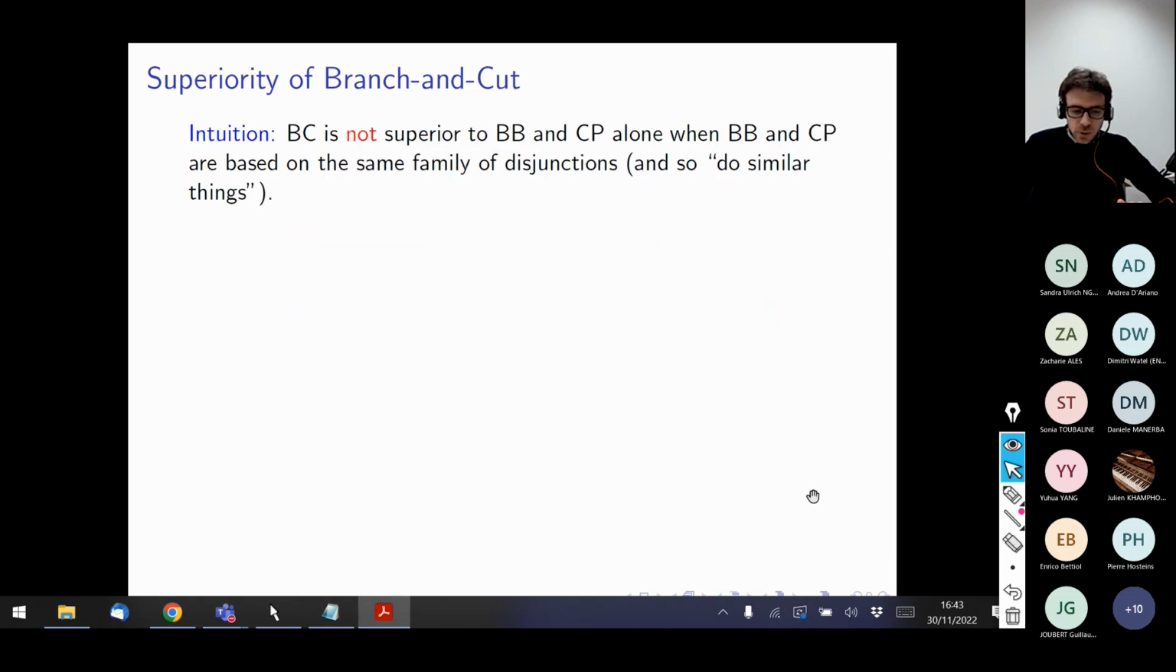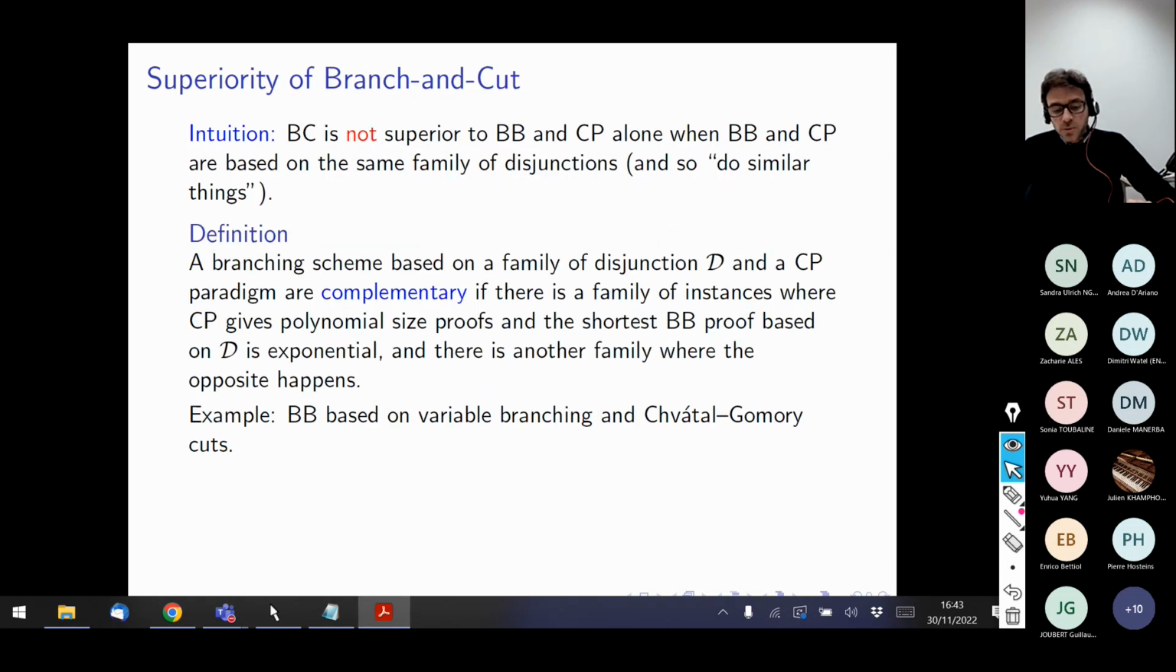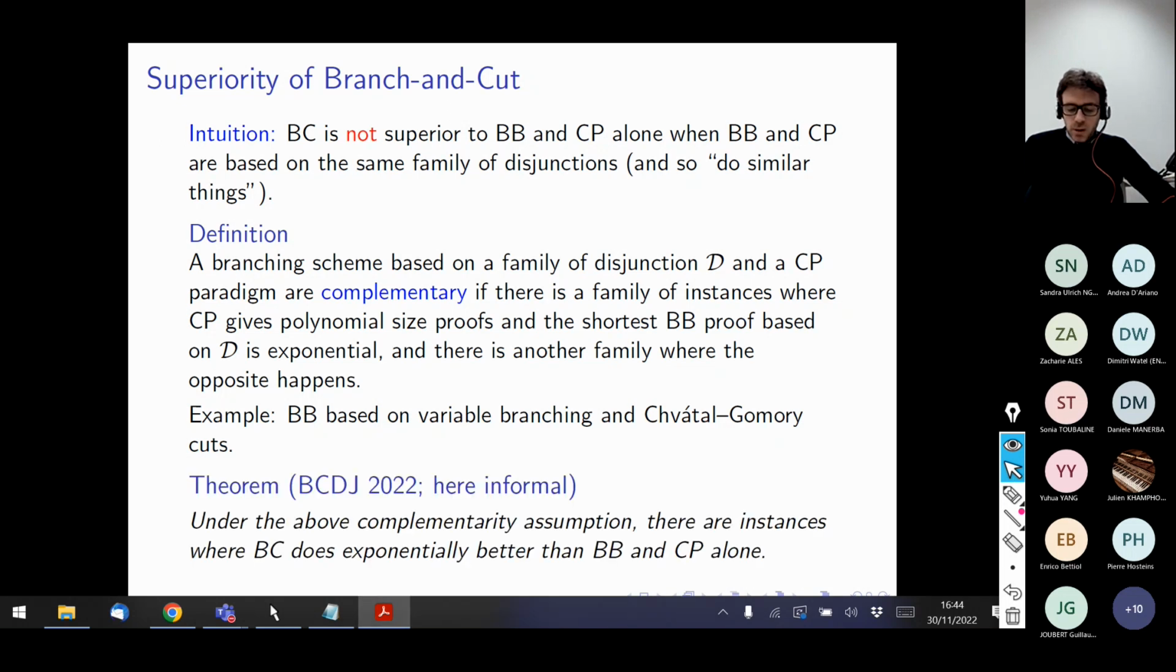Another example is branch and bound based on variable disjunctions, which is the standard branch and bound, compared to Schwarzschild cuts. In the literature you can find families of both types, in which branch and bound exponentially beats Schwarzschild cuts and vice versa. Our result is that under the assumption of complementarity, you can indeed prove that branch and cut is exponentially better than branch and bound and cutting plane.